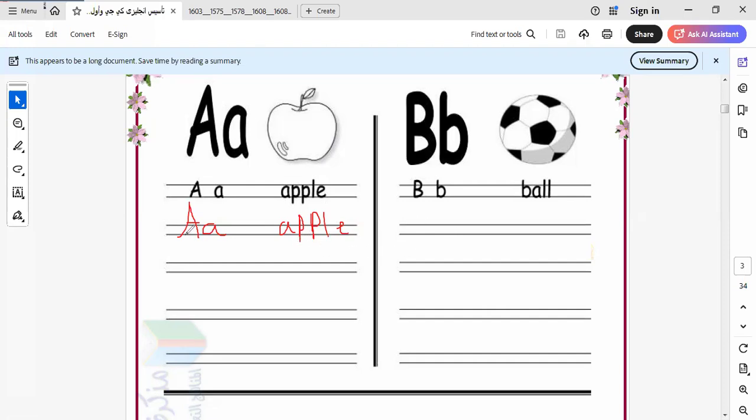Okay, there is capital A and small a, and capital B and small b for ball, B for ball, written like this. During the academic year, we have notebooks like this to practice how to write the letters in two lines like this. Here is capital A and small a for apple, capital B and small b for ball. Let's go to the next letters.